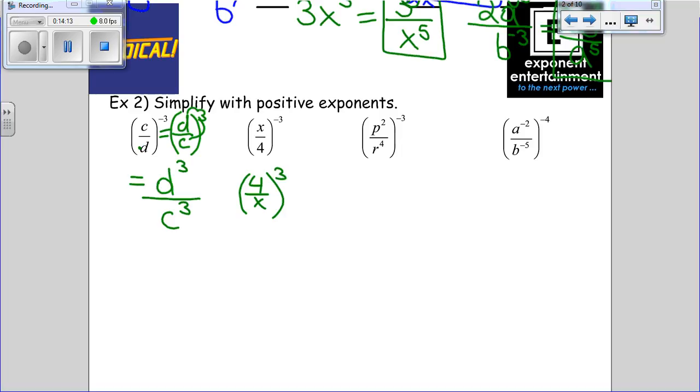Now what do I do with that 3? You distribute it to the other exponents. So this thing becomes 4 to the power of 3 divided by x to the power of 3. I'll let you try this one on your own. So give it a shot, see if you can simplify that thing.